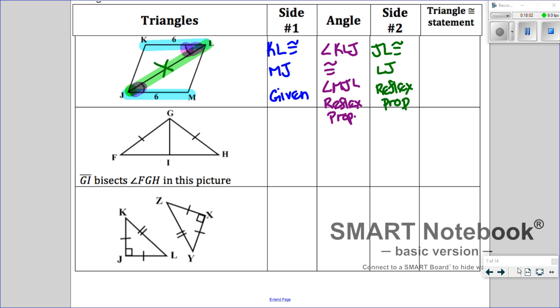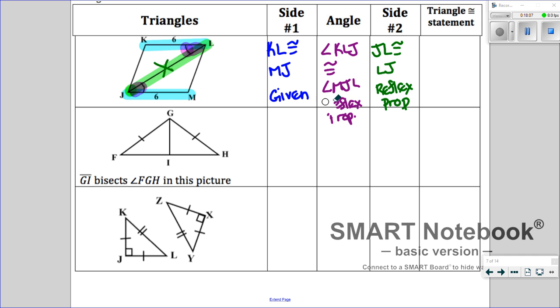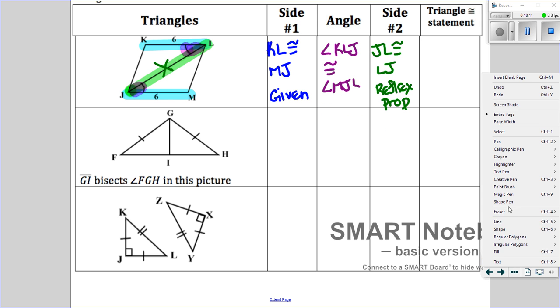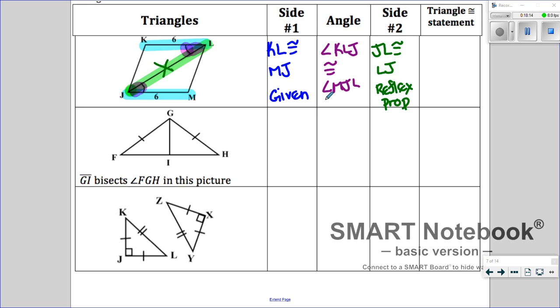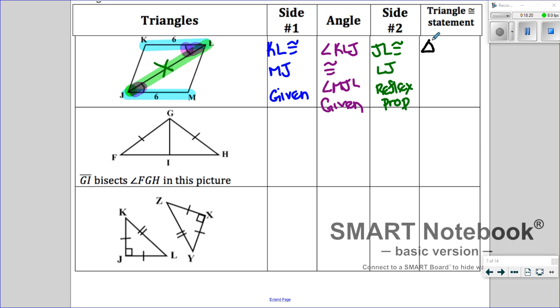And then this one, the angle one, should be... so that's a mistake here. This one should be given because of the mark. So that's given. Now I can write the triangle congruency statement. So I have triangle KLJ is congruent to triangle MJL because of side, angle, side, SAS. Okay.